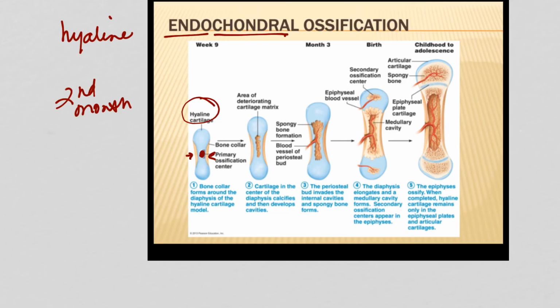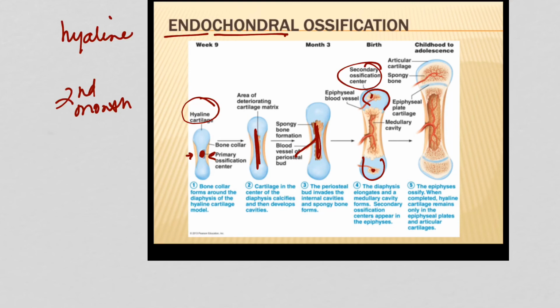And then you're going to have what we call a primary ossification center beginning in the middle of the diaphysis. And then basically what's going to happen is you're making the medullary cavity, and then you're going to have blood vessels coming in, growing into it. And then you have a secondary ossification center that begins in the epiphysis, in the proximal epiphysis and the distal epiphysis.